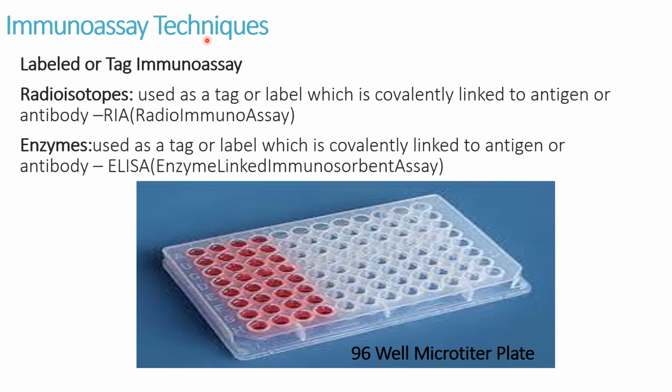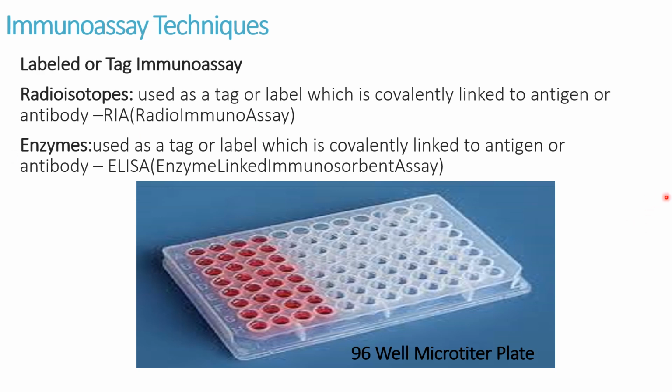These immunoassay techniques are also known as labeled or tag immunoassay. We use radioisotopes or enzymes in these assays. If radioisotopes are used as a tag or label which is covalently linked to antigen or antibody, then this technique is known as radioimmunoassay technique. And if enzymes are used as a tag or label which is also covalently linked to antigen or antibody, then it is known as enzyme-linked immunosorbent assay. Now here we are focusing on radioimmunoassay technique.